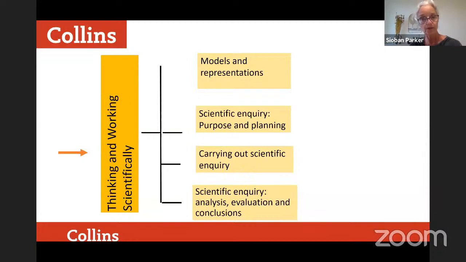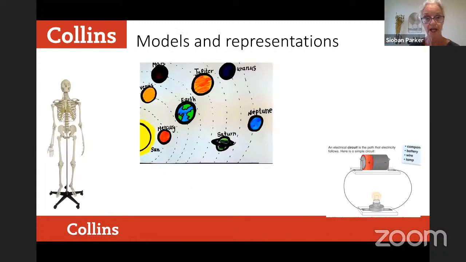You would already be familiar with science inquiry, but now it's become a lot more granular, okay? So in terms of the new curriculum, it's been broken down here into logical steps. So we've got the purpose and making plans, carrying out of the experiments, and then thinking about the experiment afterwards. So let's look first of all at the new substrand, which is called models and representations.